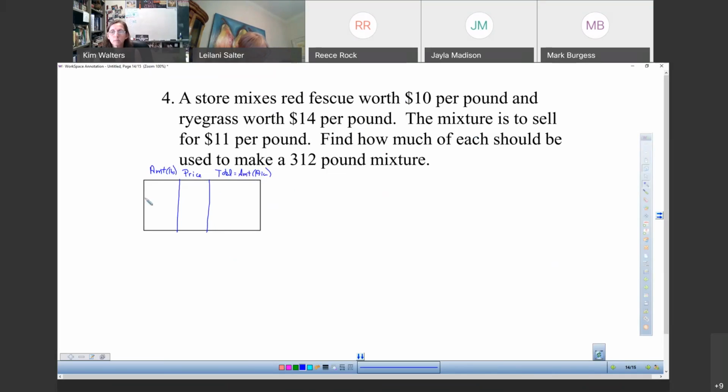All right. So I'm going to be quiet in just a second. So I have the red fescue. I have the ryegrass. And I have my mixture. Okay, go for it. See what you can fill in the blanks. And then we'll kind of come up with something together.